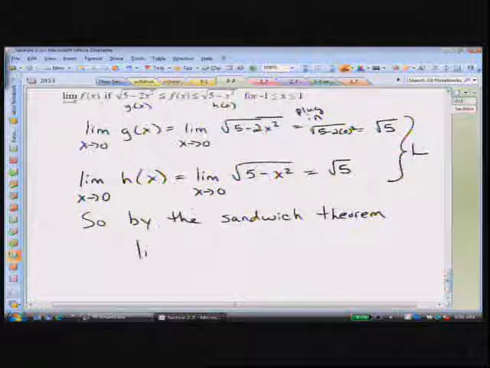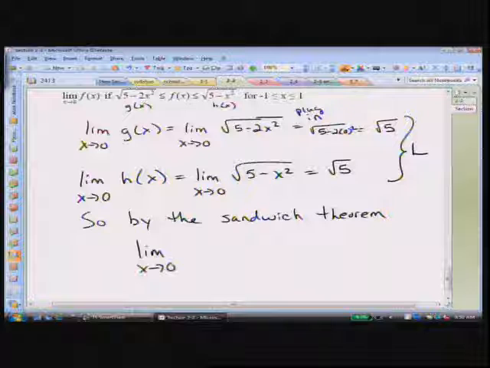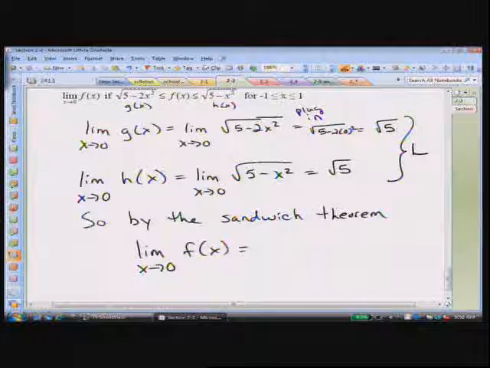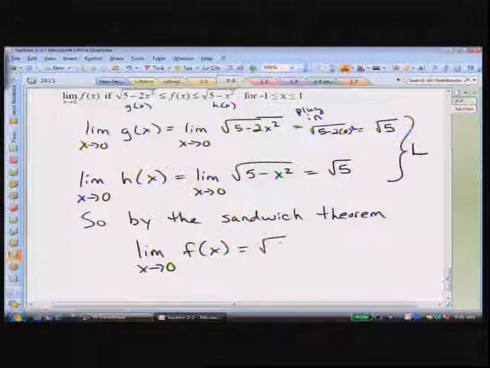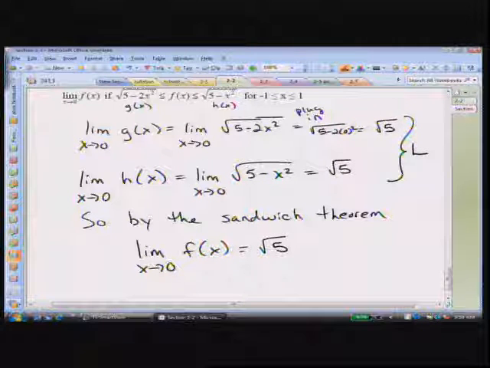All right, so what can we say by the sandwich theorem? The limit as x goes to 0 of f of x is? What will it have to be? Square root of 5. Yep, because your g of x and your h of x were.